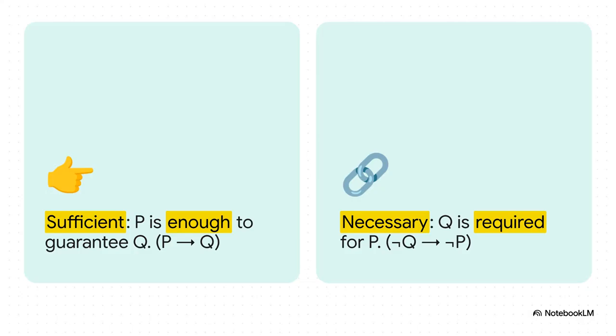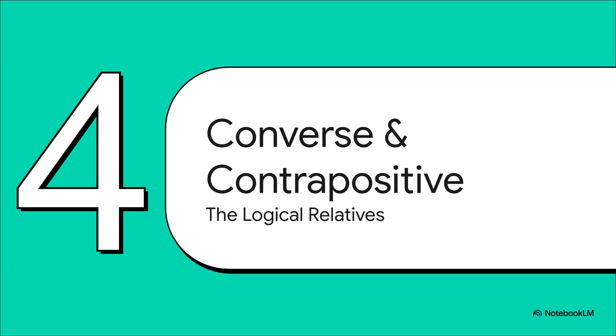Saying P is sufficient for Q means P is enough to get you to Q. And saying Q is necessary for P means you can't even have P in the first place without also having Q. You see? They're just two different ways of looking at the exact same logical coin. Let's keep building on that.